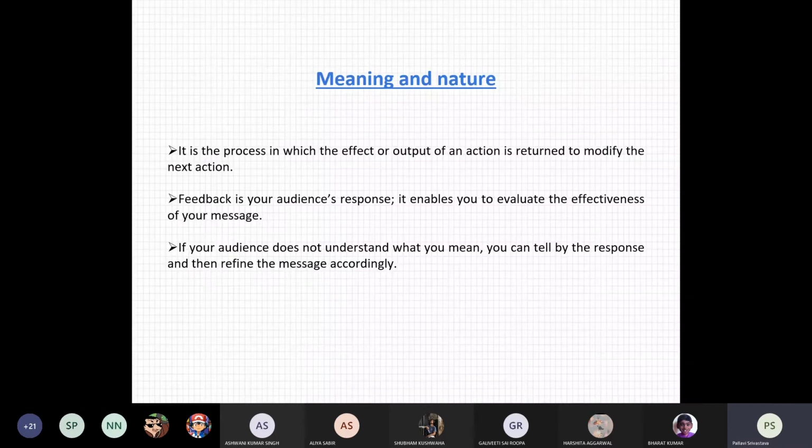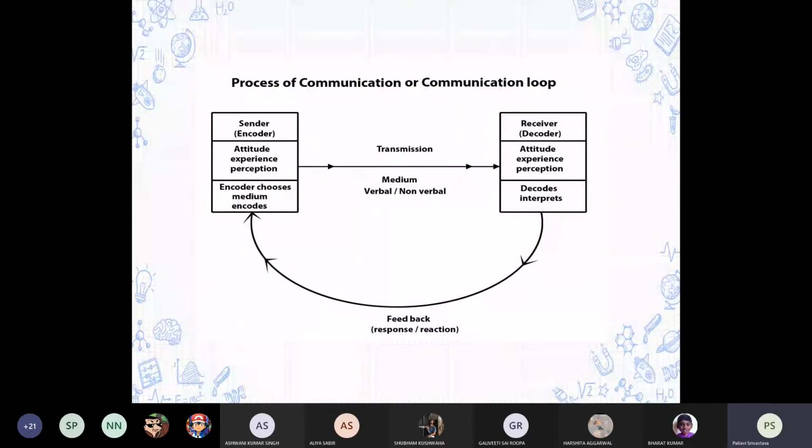If we look into the meaning of feedback, we know that when we are involved in a communication process, the effect or output of this first process is modified by the next action. Let me rephrase it. What happens when we send the first message? Let's look into this picture. First one, it is simple. It is as simple as it was in the first unit.